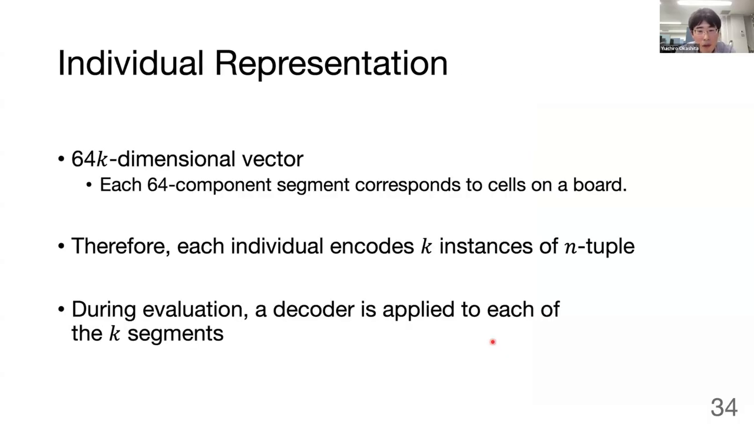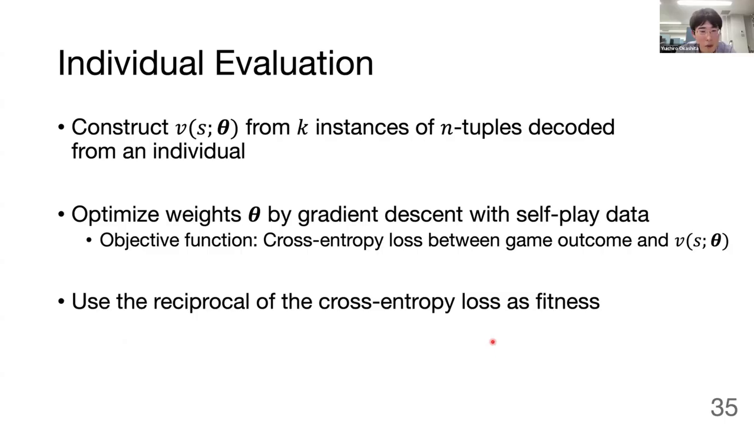Up to this point, we've focused on encoding a single n-tuple. In our actual implementation, however, we encode all k instances of n-tuples into one large vector. This vector is composed of k segments, where each 64-component segment corresponds to the cells on the board, as described before. During individual evaluation, the decoder is then applied to each of these k segments. Now let's walk through the individual evaluation process in our work. First, for each individual, we decode its vector to get the k instances of n-tuples.